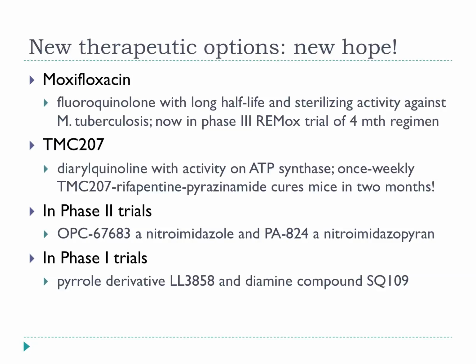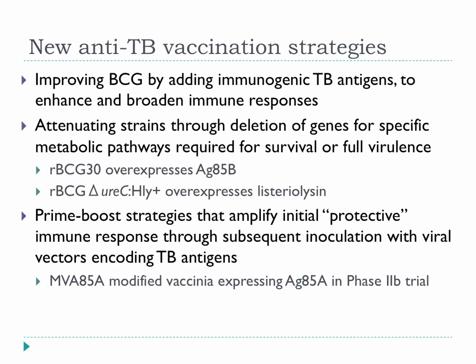Some new drugs, this TMC-207, this seems to cure mice, if you give this combination of 3 drugs once a week and you get cure in 2 months. So that would be a wonderful step forward in humans if we could just give once weekly dosing for 2 months, just 8 doses in effect, to cure someone. That would mean that it would be a lot easier to treat. There's some other drugs listed as well that are in various phases.